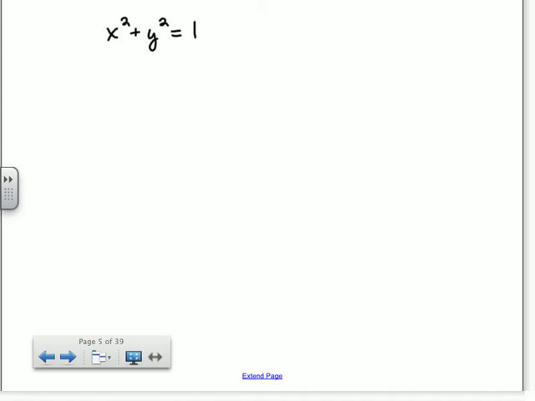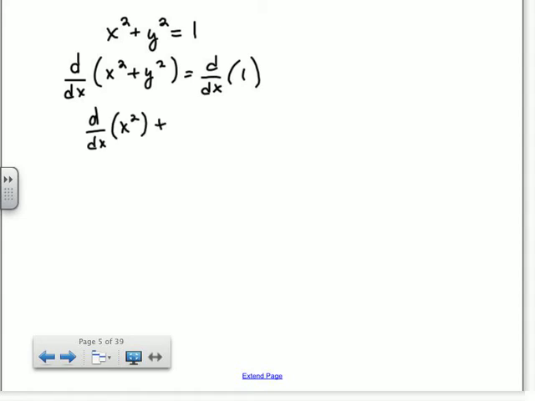And I wanted to take the derivative of both sides of the equation in terms of x. So I write d dx of both sides. Well, you guys know when you take a derivative of a big, long polynomial, like 3x to the fifth plus 2x to the fourth minus the blah, blah, blah, you just take the derivative of each individual term in the sum, right? So that's what we're doing here. We're taking the derivative of the first part, x squared, and then the derivative of y squared. That's going to equal the derivative of 1.